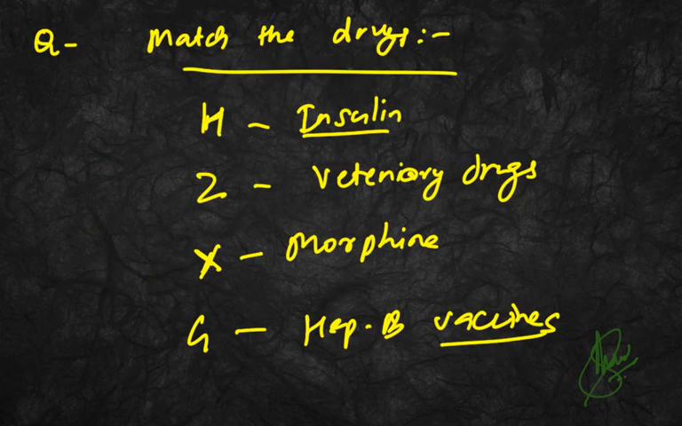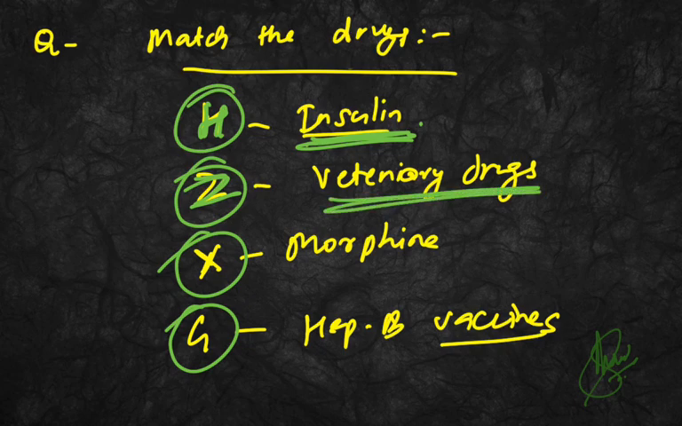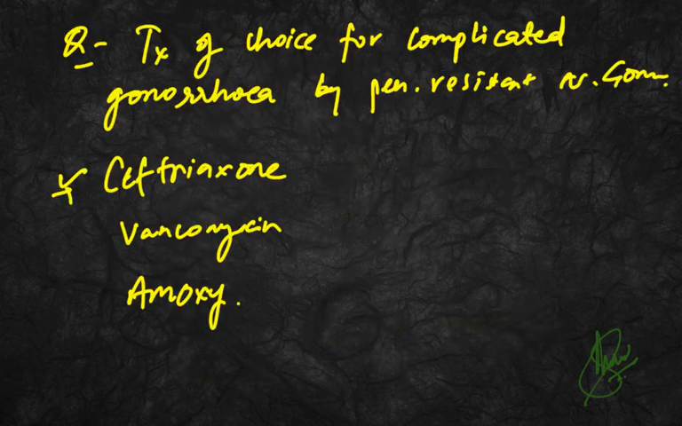Match the drugs. Categories were given: H, Z, X and G. H is the kind that is available on prescription, so it will be insulin. Z is veterinary drugs. X is for morphine and G is for hepatitis vaccines. So the hepatitis B vaccine was given. So that is the correct match.